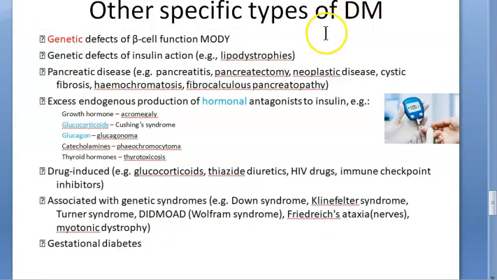So these are the other specific types of diabetes mellitus. If somebody in the exam asks you other types of diabetes mellitus other than type 1 and type 2, you will have to list these.